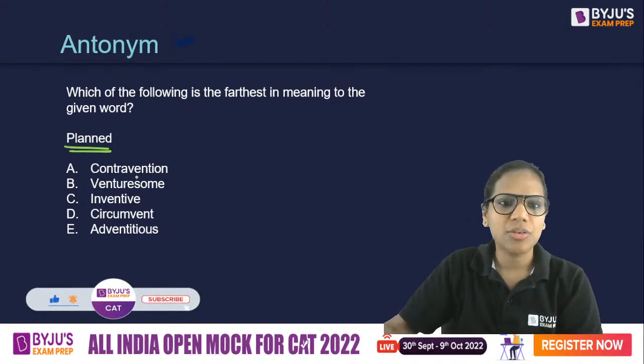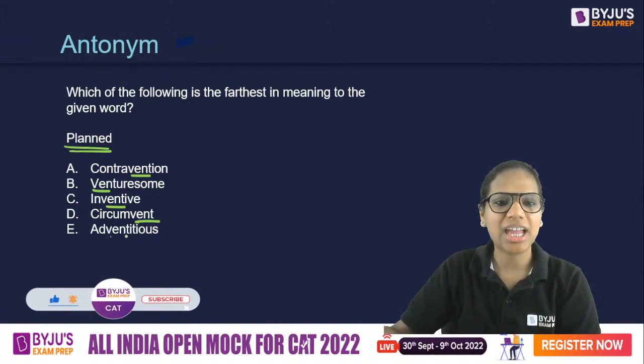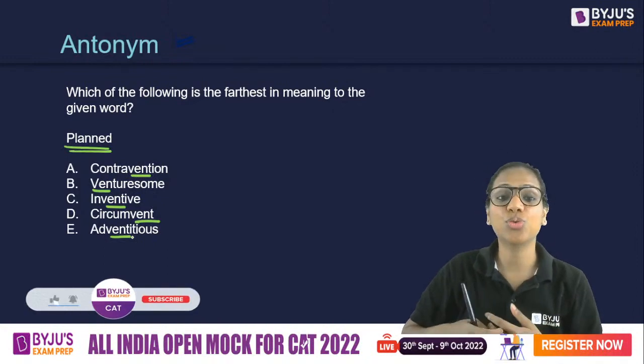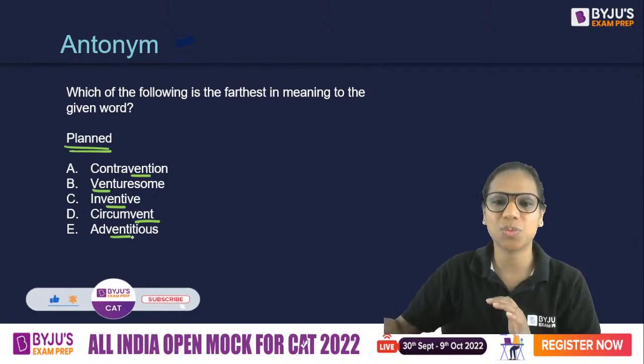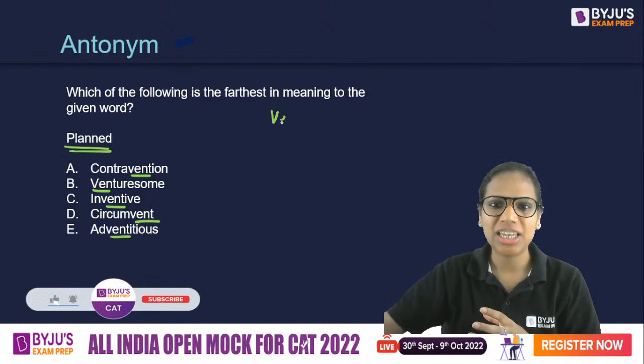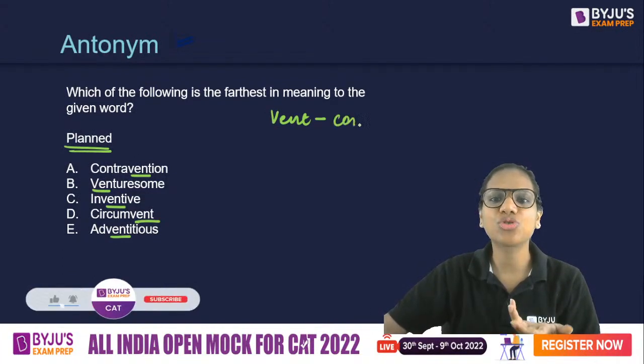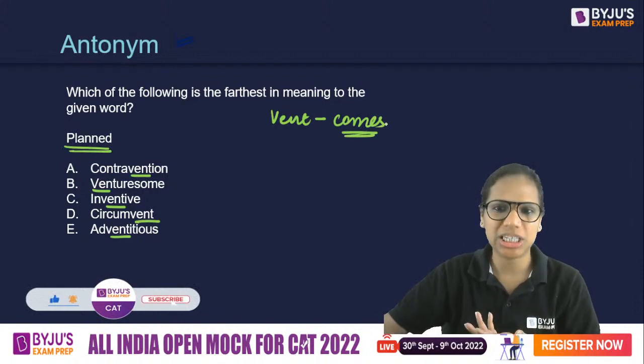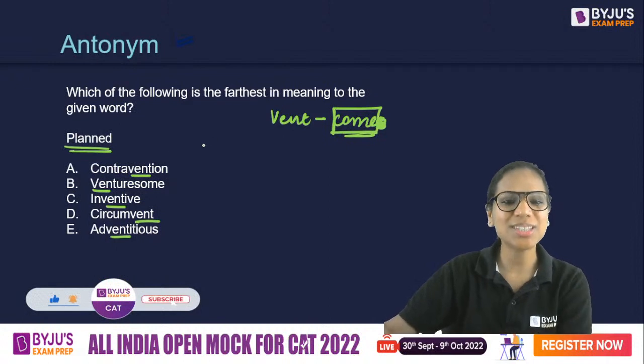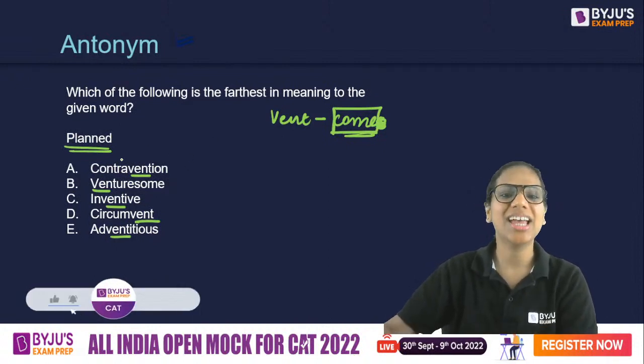see, vent is the root here. Vent. Okay, and knowing the meaning of this root will actually help you to remember all these words. That is the effort, right? So vent means something that comes to you. Okay, basically come is the meaning. Come, go, these are the meanings of vent. So how does it relate to these words?